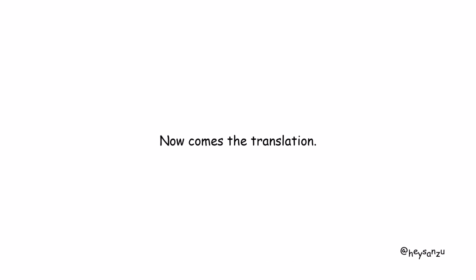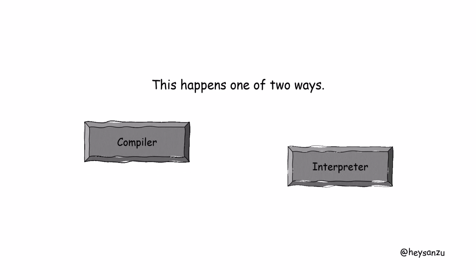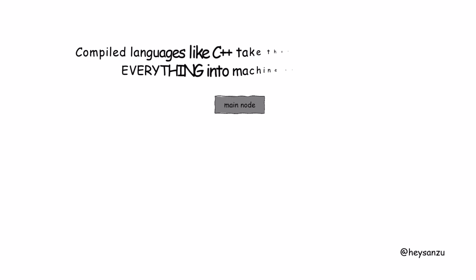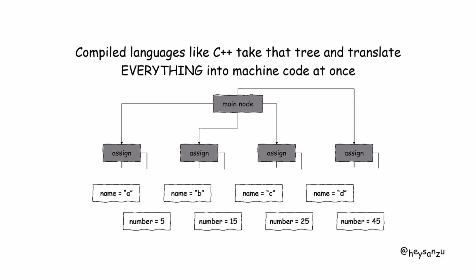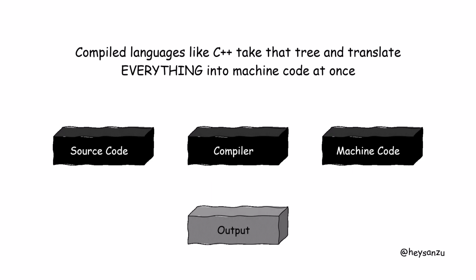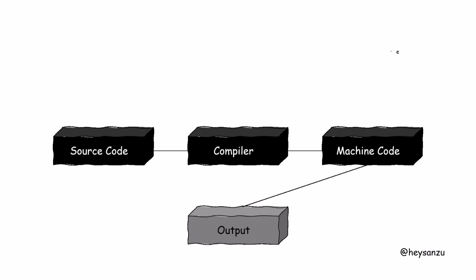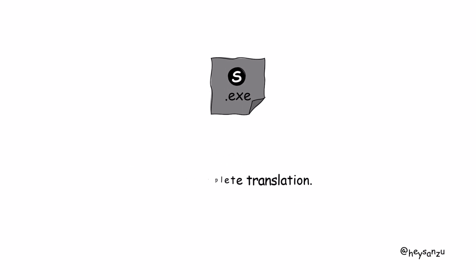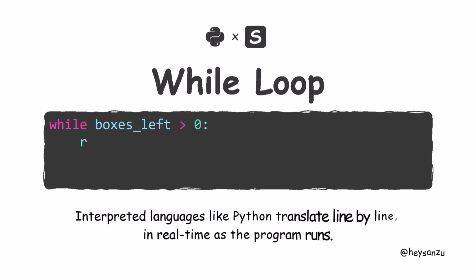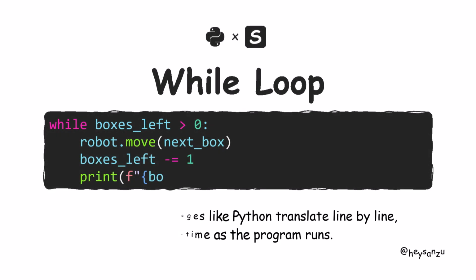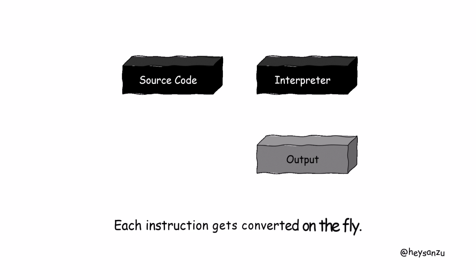Now comes the translation. This happens one of two ways. Compiled languages like C++ take that tree and translate everything into machine code at once. One complete translation. Interpreted languages like Python translate line by line, in real time as the program runs. Each instruction gets converted on the fly.